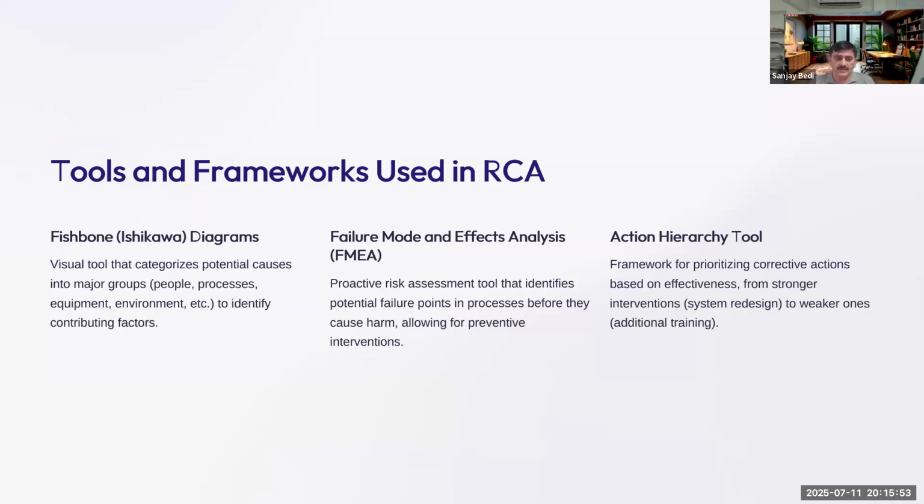So for this, there are certain tools, fishbone diagrams, they are visual tools which involve the major groups, processes, people, equipment, environment, etc. Or failure mode and effect analysis, which is a proactive assessment tool, which identifies potential failure points before they actually cause harm. And the action hierarchy tool, a framework for prioritizing corrective actions based on effectiveness, from stronger to weaker interventions.